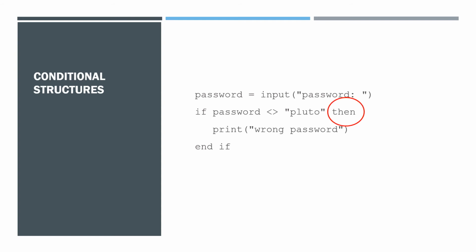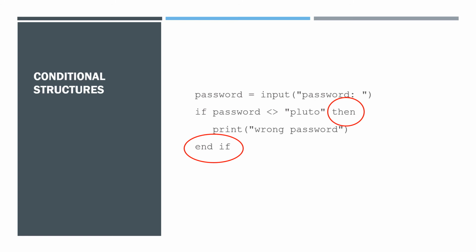Instead of a colon, the header ends with the word then, and the structure is closed with the expression end if, sometimes written as a single word. In Python, of course, the bounds of the structure, the top and bottom of the structure, are marked by indentation.